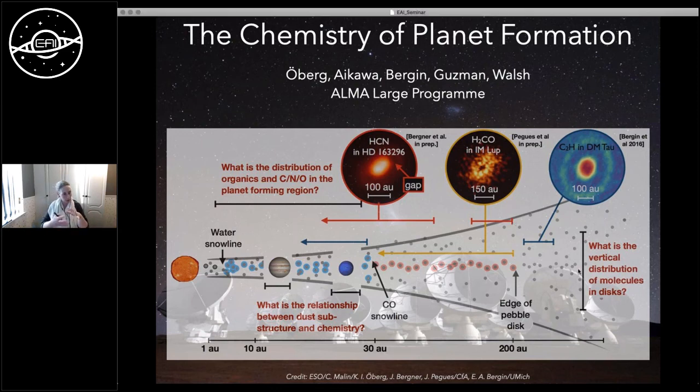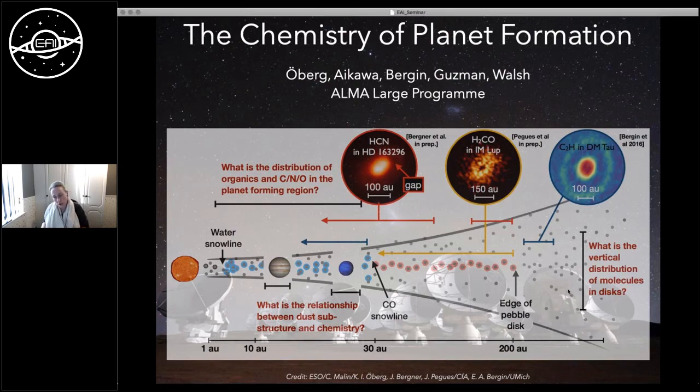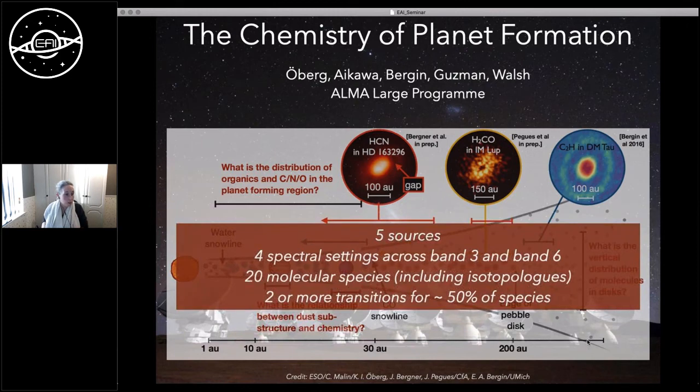And also we wanted to exploit high resolution to start to see empirically the vertical distribution of molecules in disks. So actually trying to measure the emitting surfaces empirically rather than relying on forward models in order to extract that information. So that's just a snapshot of some of the key science questions that we had. We had 5 sources, 4 spectral settings across band 3 and band 5, 20 molecular species, including a lot of isotopologues. We tried to get 2 or more transitions for 50% of species because we also wanted that excitation information as well.